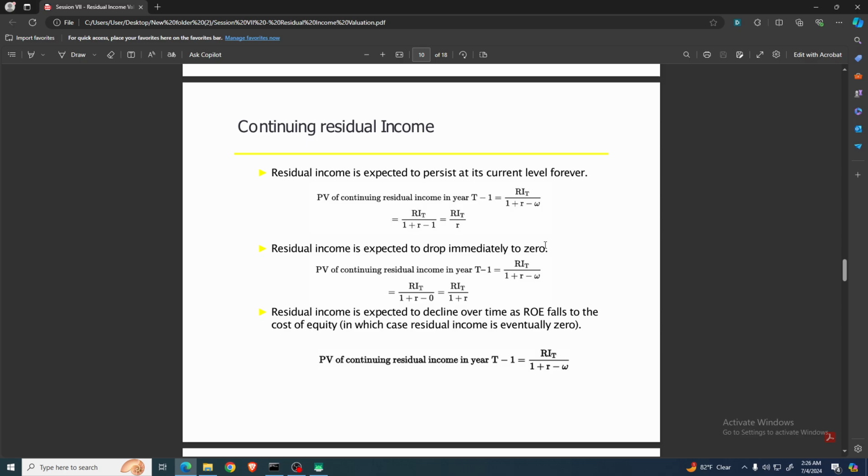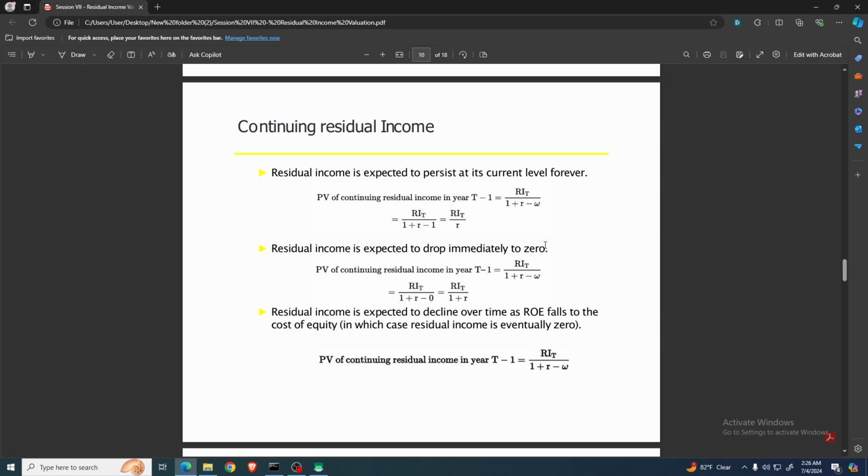More often than not, your level of achieving those growth, or your speed of achieving growth, is going to hinder, but the level of value added is not necessarily going to decline. So it is a conservative approach, but still can be used as an assumption, same as the above one, where the residual income is expected to persist at its current level forever. And then we have the declining residual income over time.